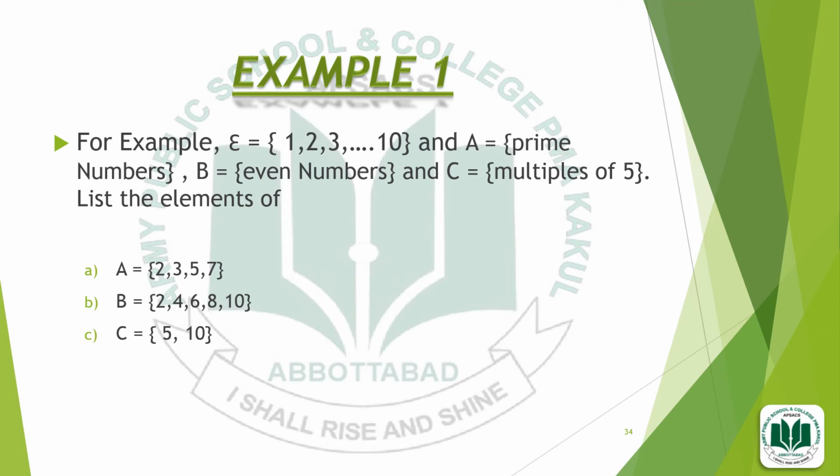Now, if I want to find the complement of a set, I have to pick all those elements of universal set that are not present in A. So they would be 1, 4, 6, 8, 9, 10. Notice that A complement is represented with the prime over the letter A.